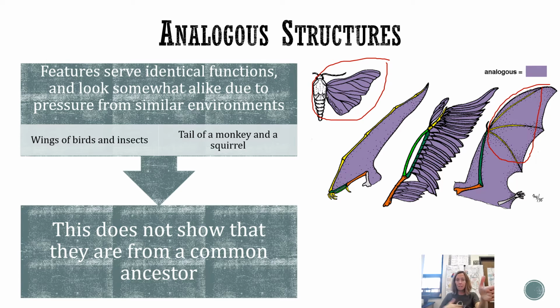Tails from a monkey and tails from a squirrel are the same thing. A squirrel's tail doesn't have bones like a monkey's tail does, right? A monkey's tail is an extension of the backbone, but they use them for balance, both of them. Okay, so these do not show common ancestry. They show that evolution happened because they live in similar environments, and the environment is what pushes evolution to occur.